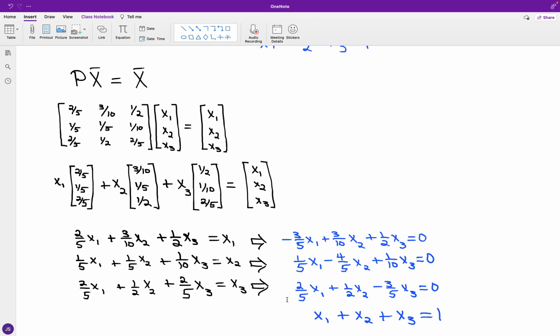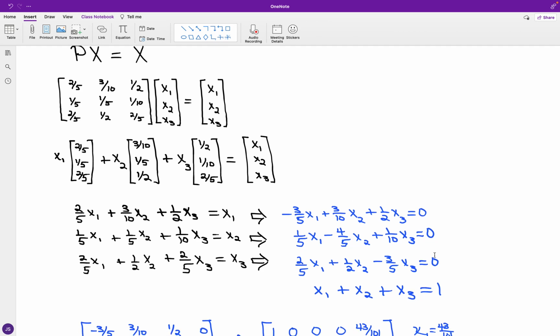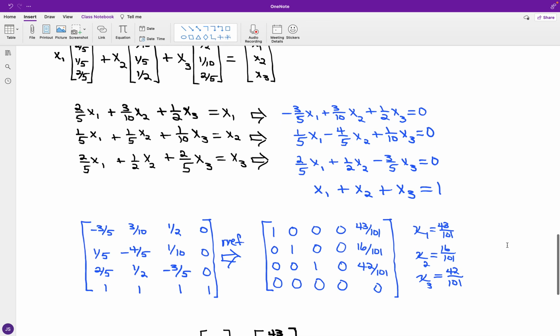So we have 2/5 of x of 1 plus 1/2 of x of 2 minus 3/5 of x of 3 is equal to 0. And once again, the sum of x of 1, x of 2, and x of 3 will come out to 1. And from what we have here, I'm going to set up the x of 1, x of 2, x of 3 coefficients, as well as the constants to which each equation is set equal. I'm going to form an augmented matrix that will be 4 by 4.